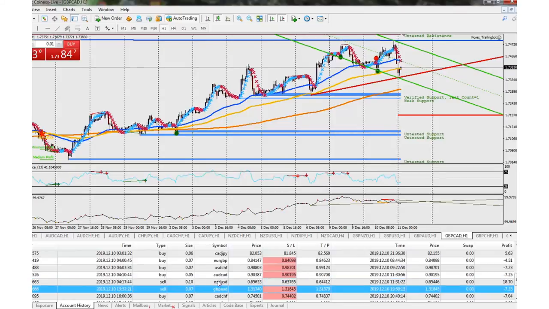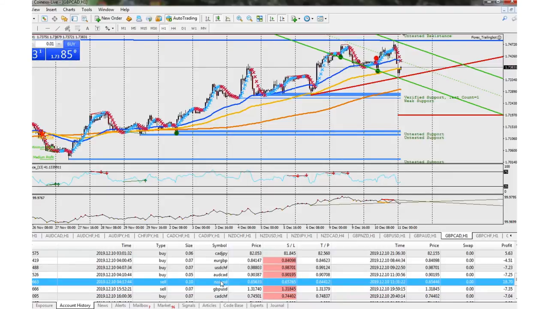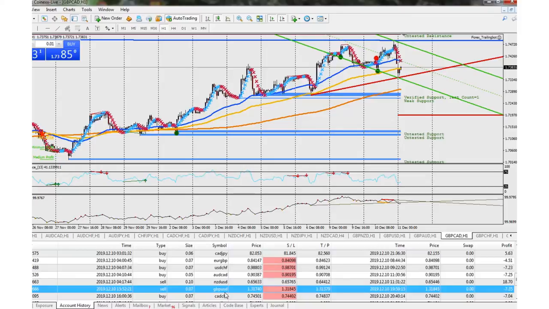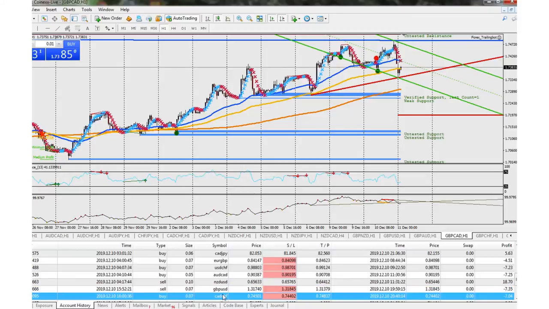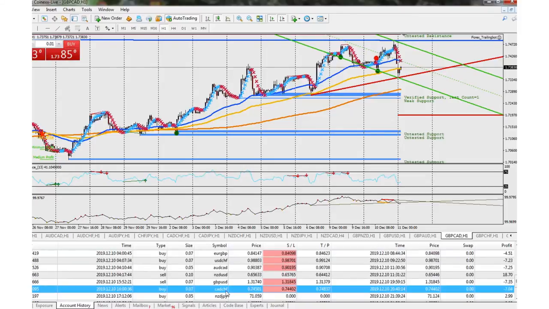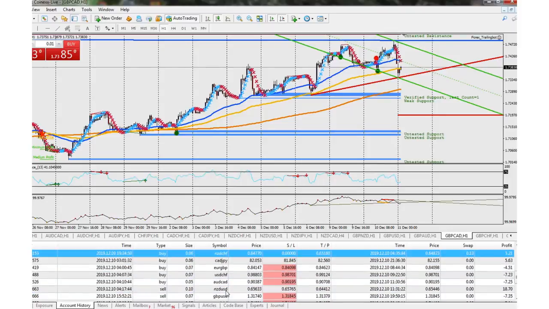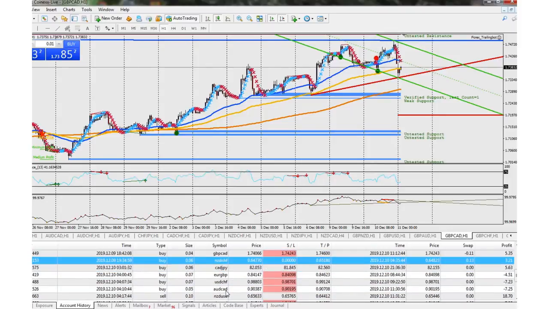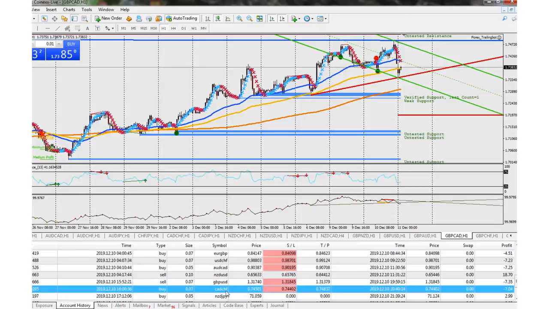Actually, I closed these up manually. I should have stayed in, but I thought it was a good opportunity to take profit, but I could have made a lot more, but I decided to take it out. JPUSD hit the stop loss. CAD Swiss hit the stop loss. Actually, I think I was in that twice. No. Okay, anyways.